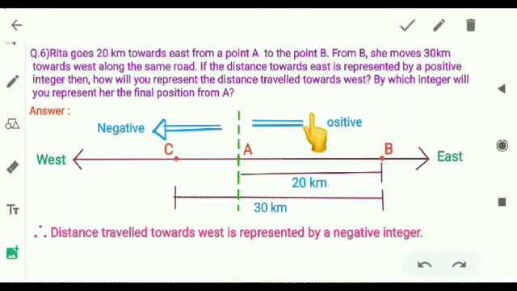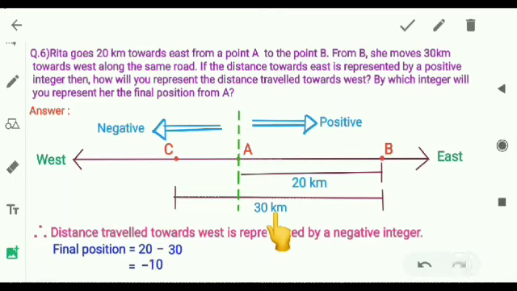Now let's find the distance from A to point C. That means we have to find the final position. So we have to find the distance between A and C. Here it is given that the distance between B and A is 20, and the distance between B and C is 30. So we know that the first number is positive, the next one is negative. That means subtraction. So here the answer is 30 minus 20, answer is 10.